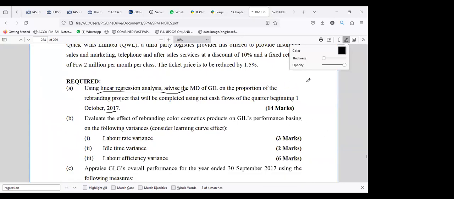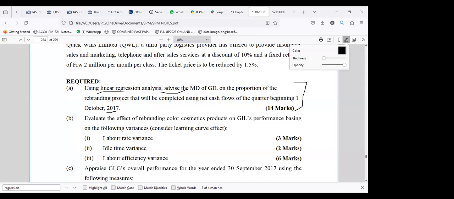It's the only question I know if I was to go to the past paper, which is the intention now, because time has gone. We don't have time for examples and stuff. Anyway, this is a good question. It says, using linear regression, advise the MD of GIL on the proportion of the rebranding project that will be completed using net cash flow of quarter one, beginning 1st of October. Cash flows of quarter beginning 1st of October. I think that's what I should be reading properly.